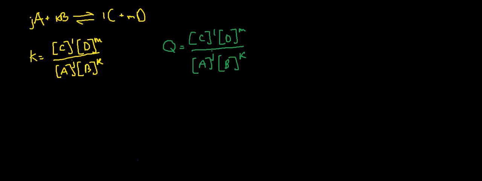The reaction quotient and the equilibrium constant are calculated in the exact same way. Both of them refer to the same reaction. The only difference is that K is calculated at equilibrium. Q can be calculated at any time, but the whole point of Q is just to see where it is in relation to K. So three things can basically happen.